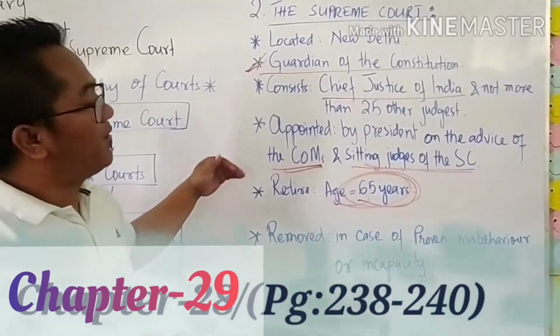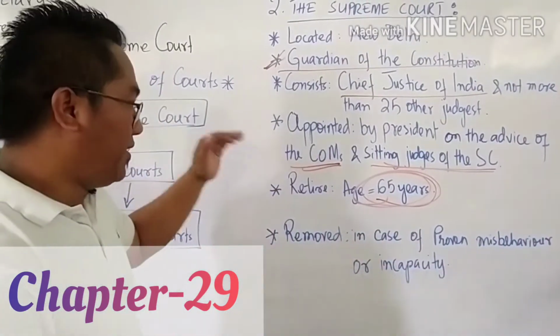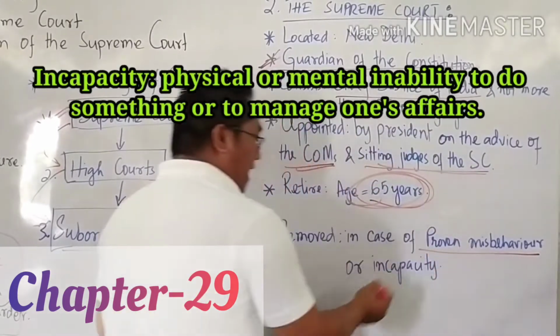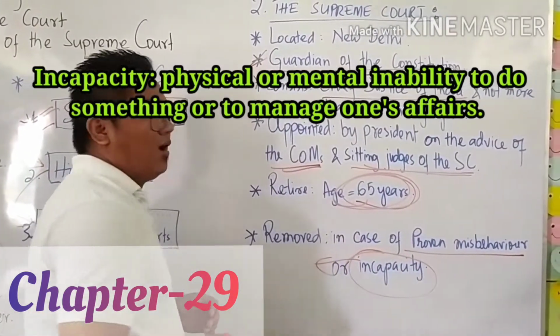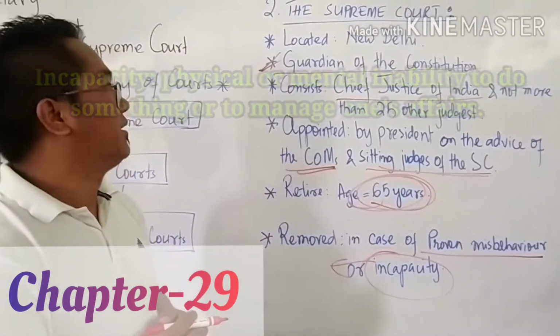And the judges of the Supreme Court can be removed, although it rarely happens, only in case of proven misbehavior and incapacity. Here, incapacity means the mental or physical inability to perform one's duty.